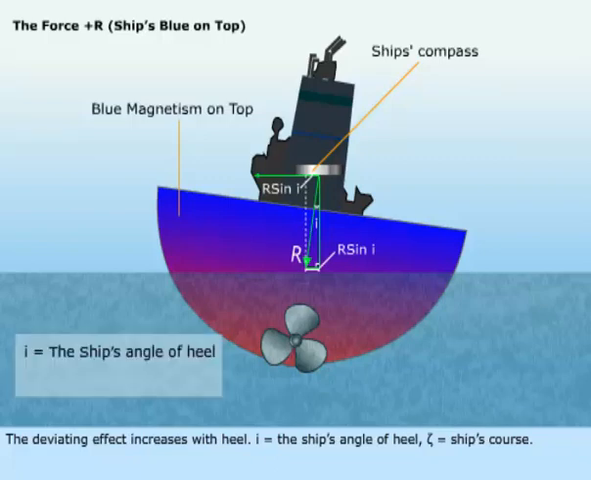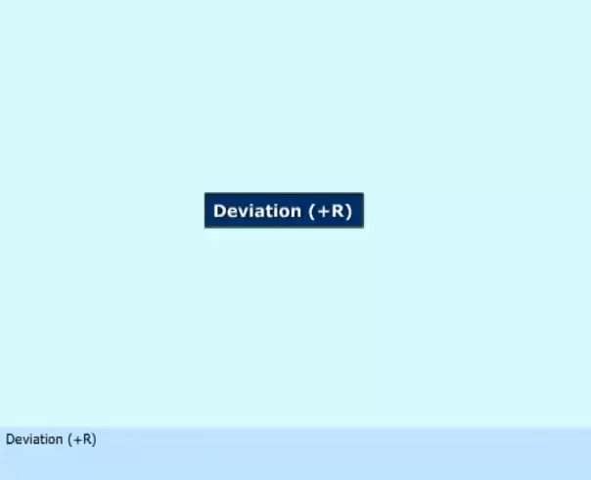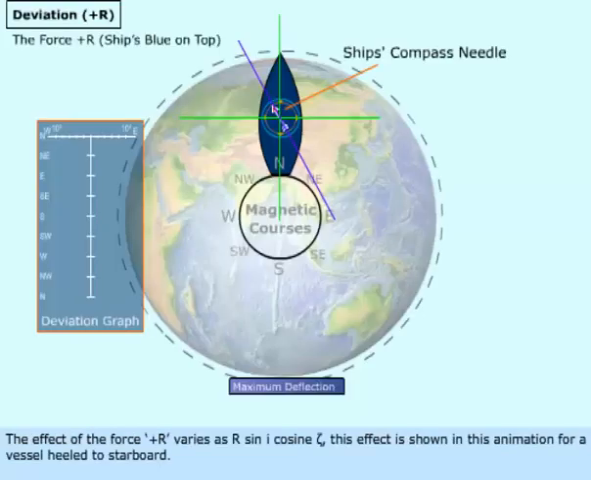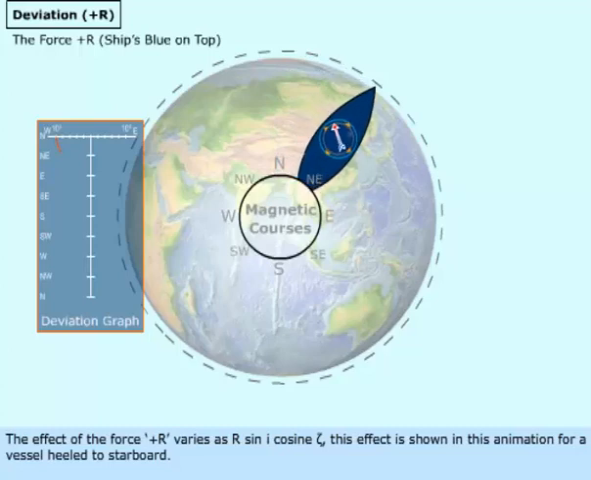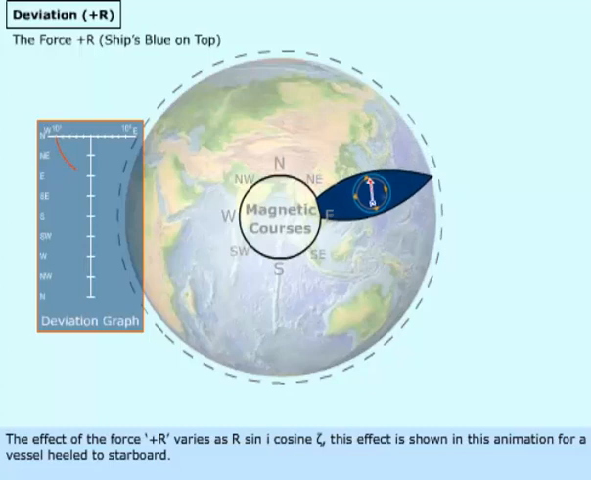I equals the ship's angle of heel. Zeta equals the ship's course. Deviation, positive R. The effect of the force positive R varies as R sine I cosine zeta. This effect is shown in this animation for a vessel heeled to starboard.